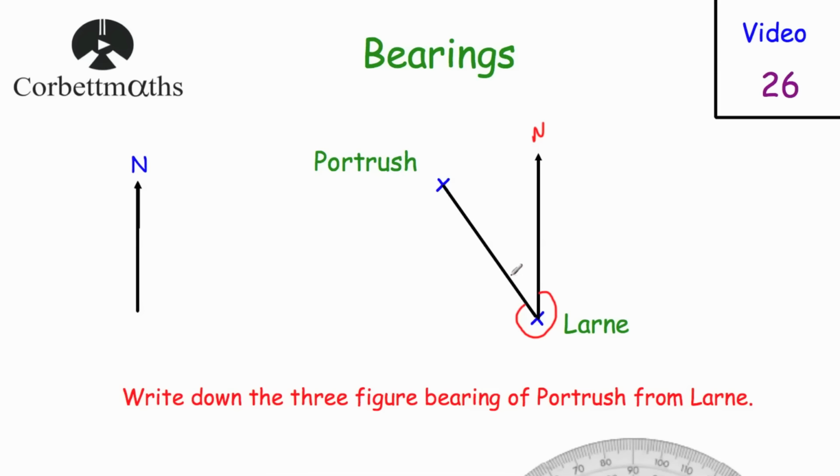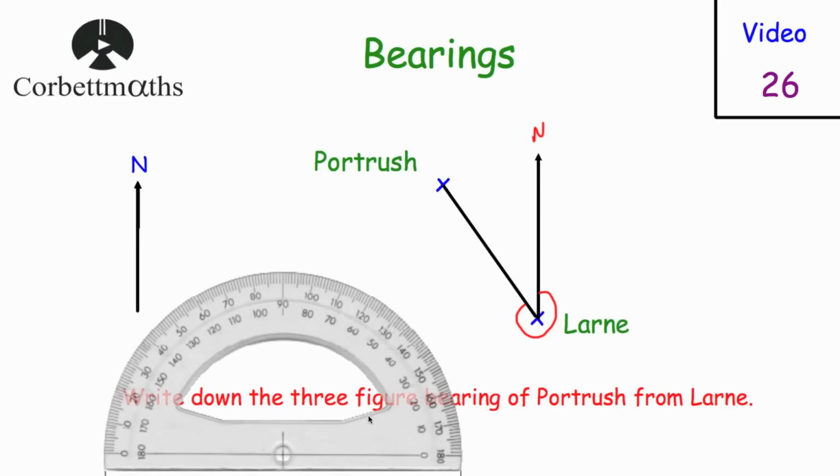Now there's three different ways we can measure this angle. The first way is my favorite way. It's actually getting a 360 degree protractor. So this protractor only goes up to 180 degrees. So if you've got a 360 degree protractor, they're actually really fantastic, because you can put the 0 on the north line and you can just go around and read off even reflex angles like this one.